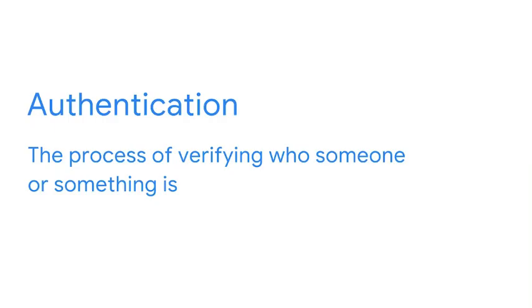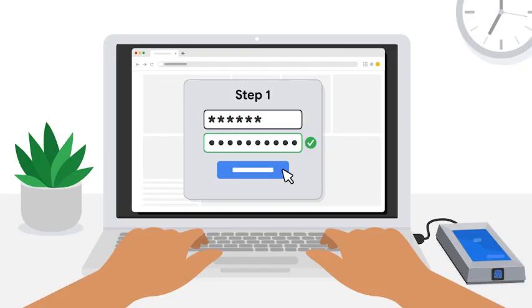Another control that can be used to protect sensitive data is authentication. Authentication is the process of verifying who someone or something is. A real-world example of authentication is logging into a website with your username and password. This basic form of authentication proves that you know the username and password and should be allowed to access the website.